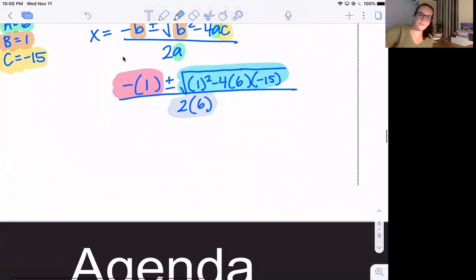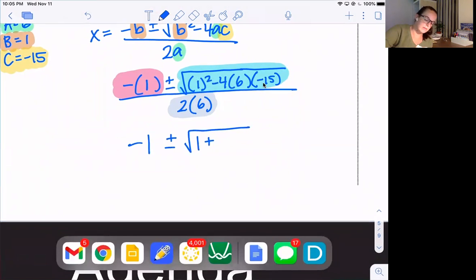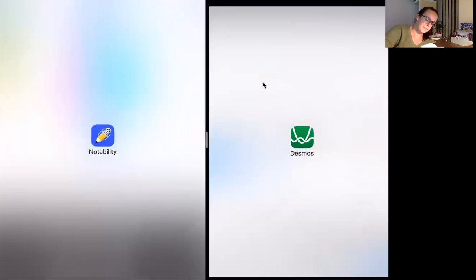So for my first zone, negative times 1 would just be negative 1. So I'm going to go ahead and write negative 1 plus or minus. I'm going to do this zone here. So this is 1 squared, so that'll be 1. I'll leave it in my square root here, 1. And I have to do negative 4 times 6 times negative 15. I know a negative times a negative is going to give me a positive, so this will be a plus. And I have 4 times 6 times 15. So I'm going to go to my calculator here.